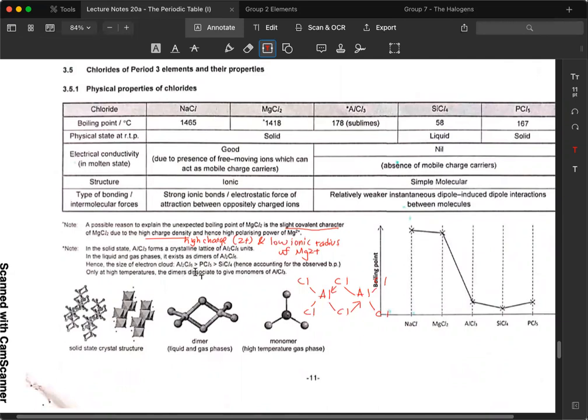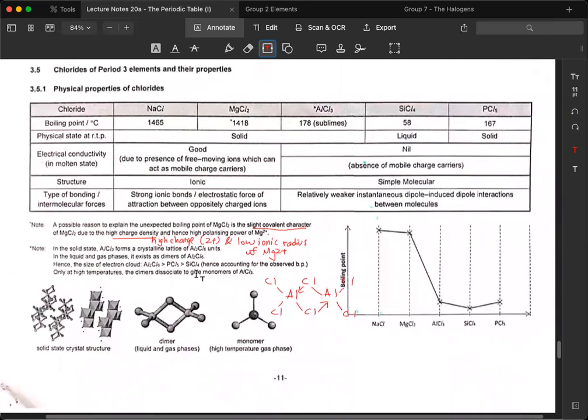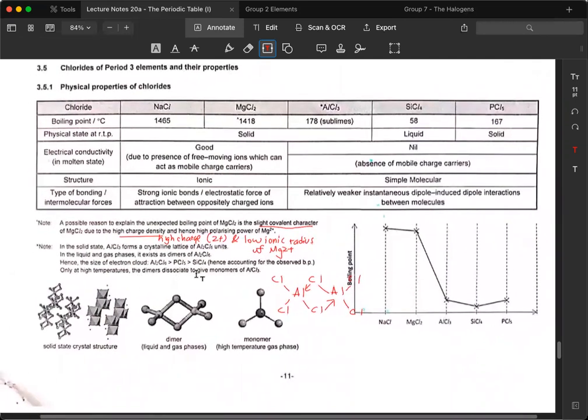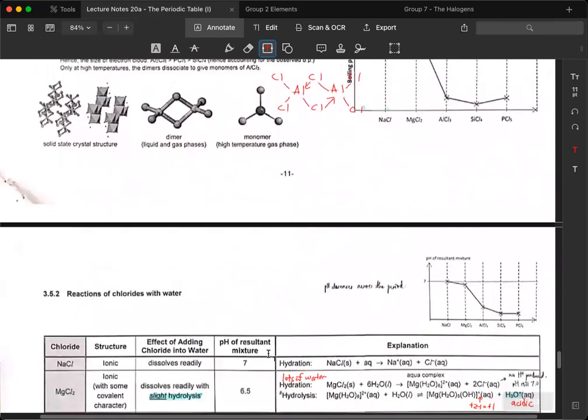So Al2Cl6 has the highest boiling point because of the greatest Mr, greatest number of electrons, greatest size of electron cloud. Followed by PCl5 and lastly SiCl4. But take note, only at high temperature, the dimer will dissociate to form back the monomers of AlCl3. So this is the dimer.